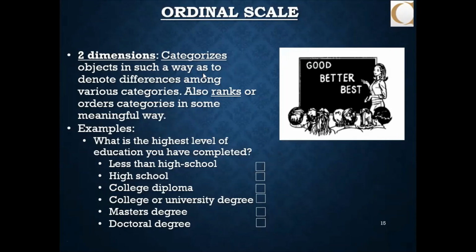And then they use this for census a lot. So what is the highest level of education you've completed? So they show, yeah, two dimensions. So there are differences between various categories, like going from less than high school to high school to college diploma, to college or university degree, to master's degree to doctoral degree.